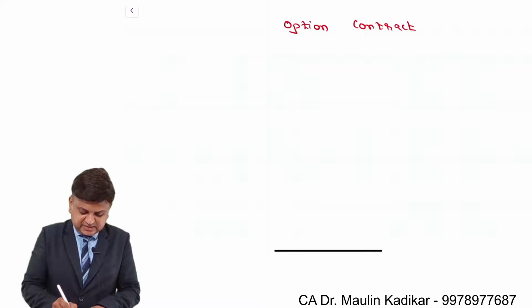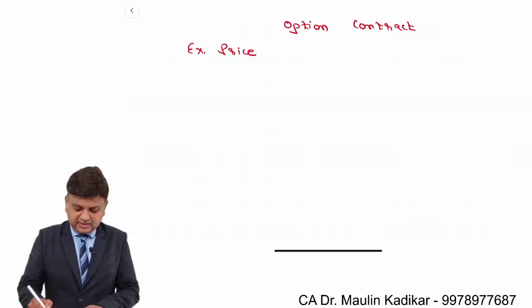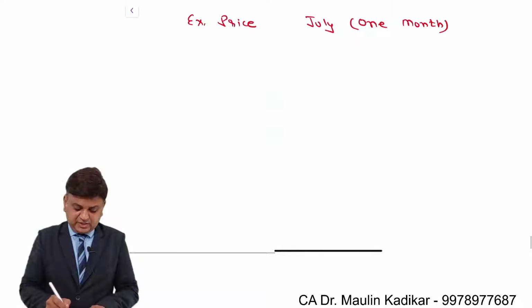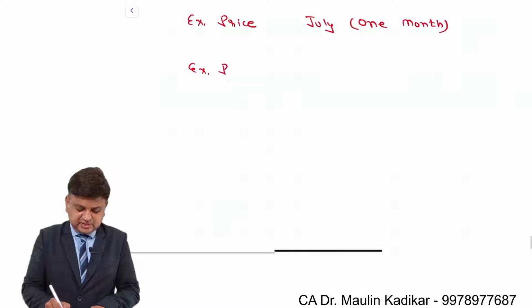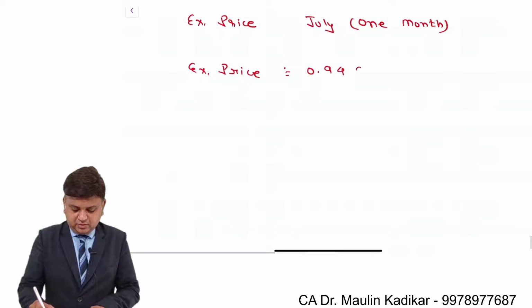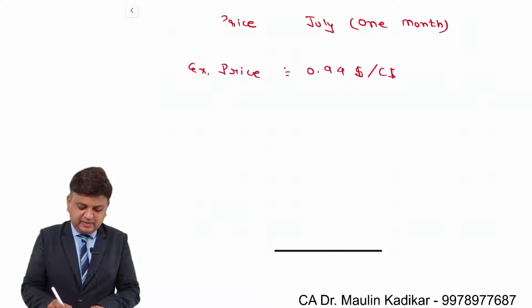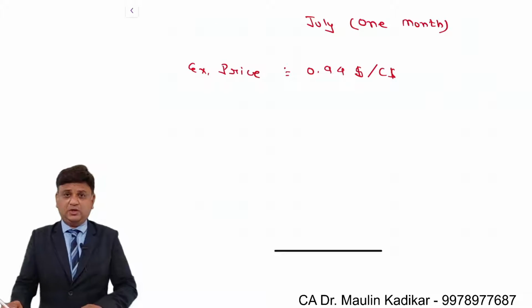So over here, the exercise price on which we are required to focus is for the option contract. In that, I am writing 1 month, that is for the month of July. They have provided a clarification, dear students, that the exercise price is $0.94 per Canadian dollar. That is, to buy 1 Canadian dollar, you are required to pay $0.94.